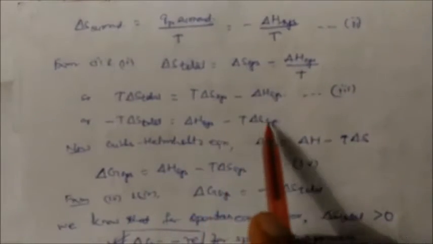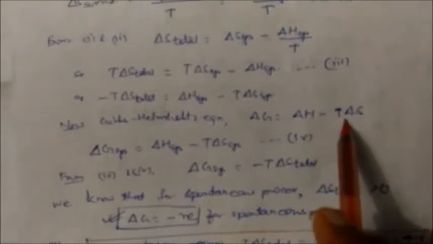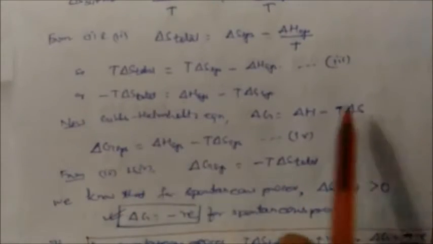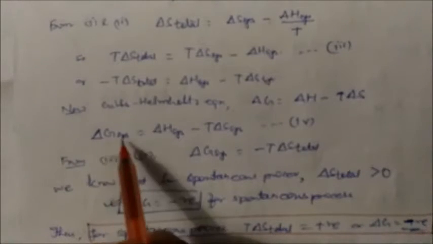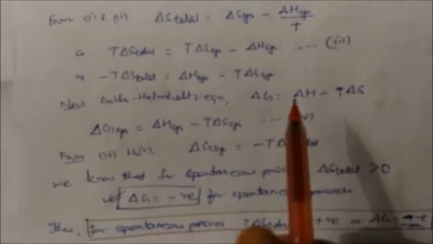So rearranging, the signs change: minus T delta S total equals delta H of the system minus T delta S of the system. Now, what does the Gibbs-Helmholtz equation say? Delta G is equal to delta H minus T delta S, and this T delta S is nothing but the T delta S of the system. So we can put delta G of the system equal to delta H of the system minus T delta S of the system. This is equation number 4.